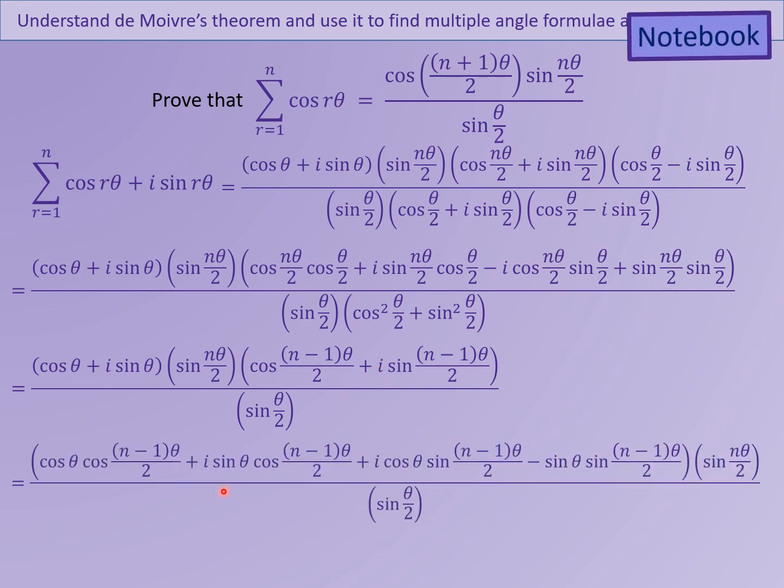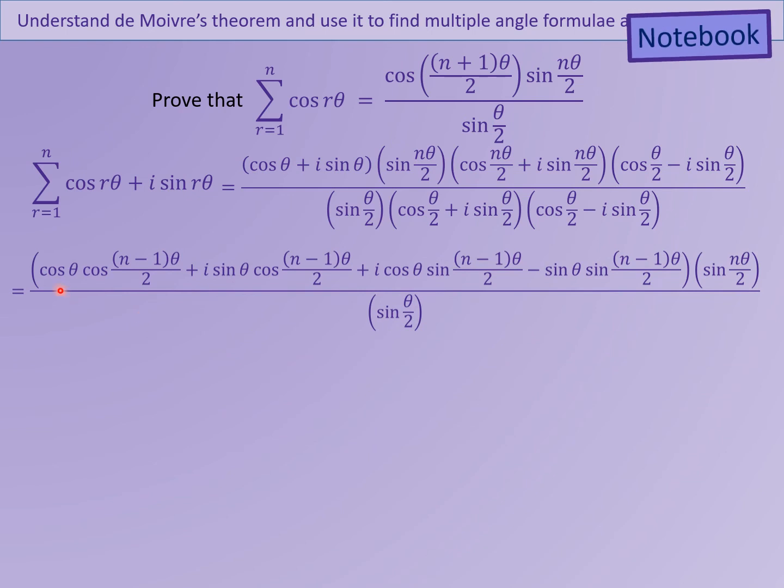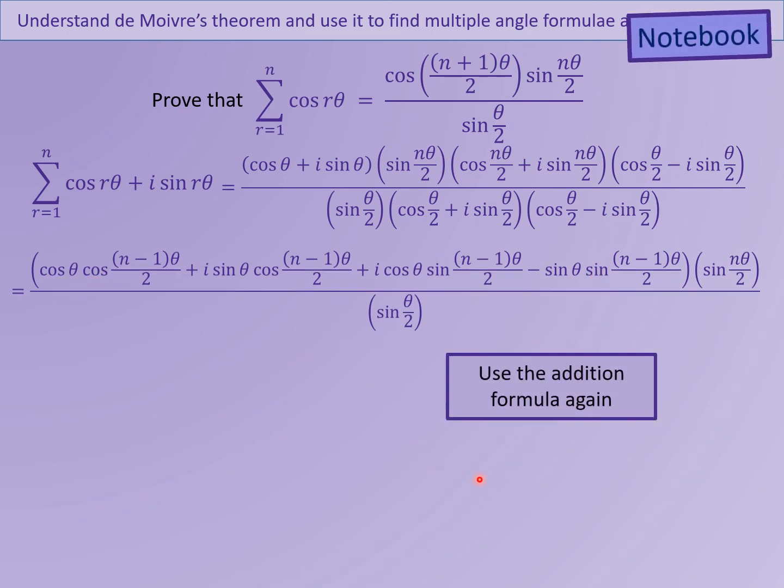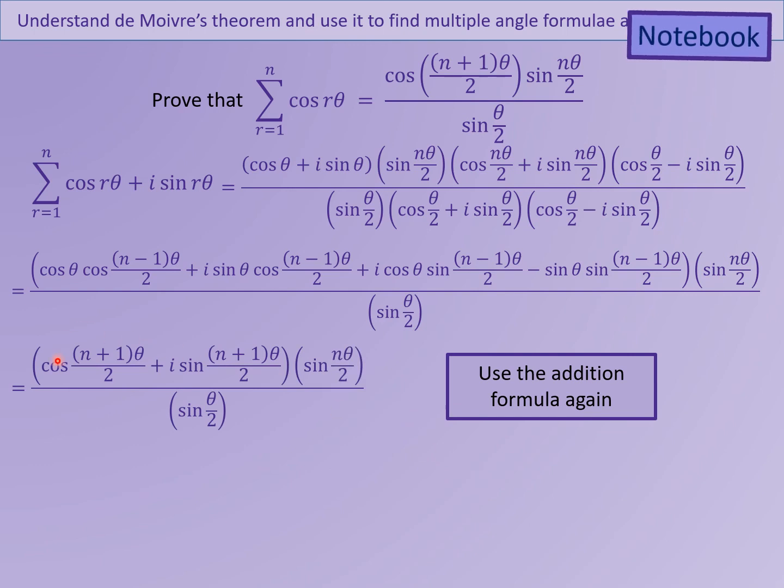So if I multiply, leaving the sine n theta over 2 alone, because I know that's going to be my final answer, I've left that alone. I've just multiplied this bit and this bit together. So I get this. And then I can use my addition formulas again. Same idea. Cos, sine, sine. And what I end up with is this answer just here.